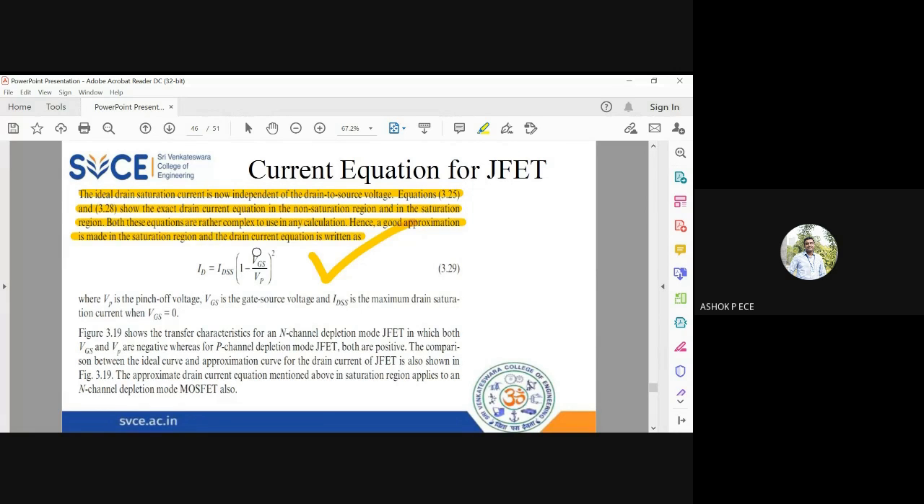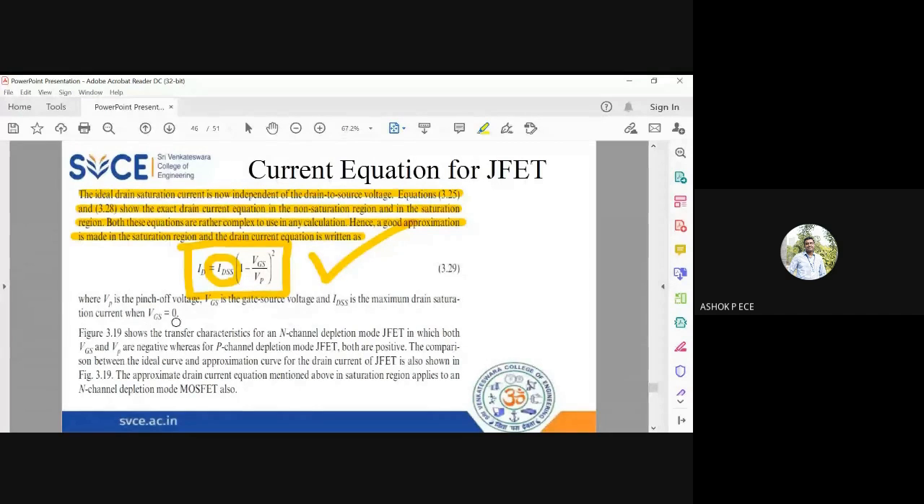And you know, in this equation ID equal to IDSS into 1 minus VGS by VP the whole square, ID is your drain current. This is your saturation current. VGS, you know, it is the gate source voltage, whatever you are going to apply. And VP is the pinch off voltage. The maximum current is got when VGS equal to 0. And 0 current is got when VGS equal to VP.